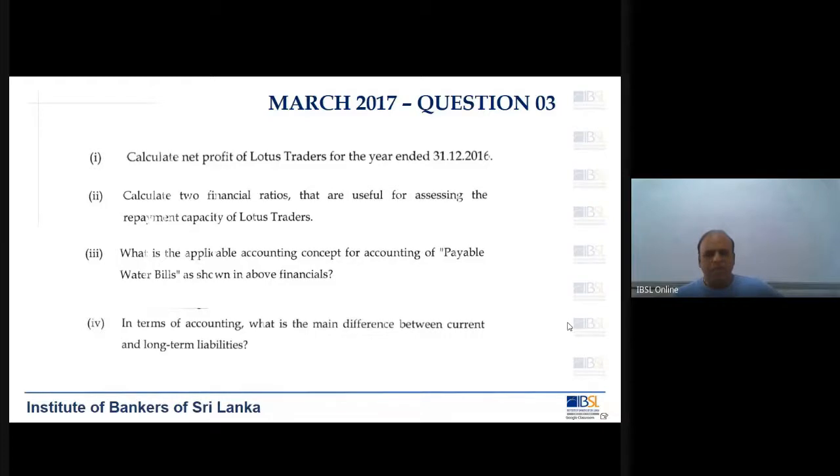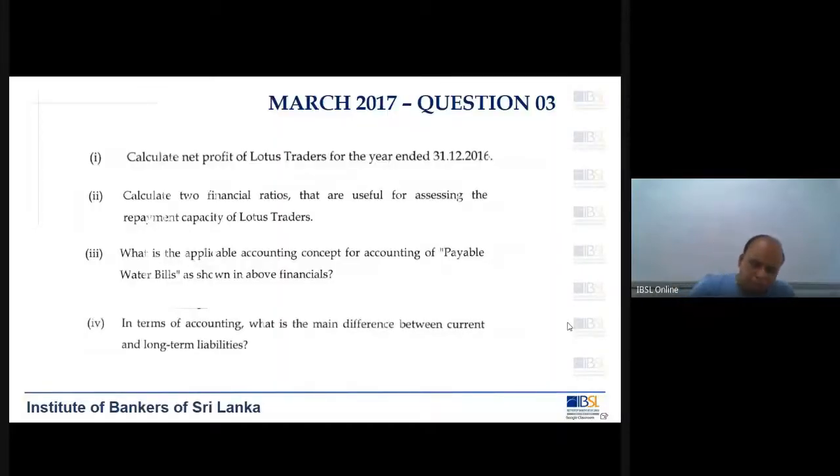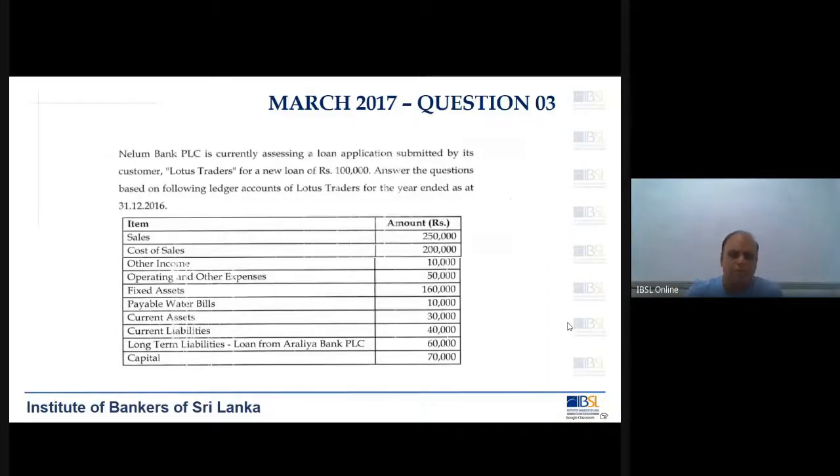Among those, let me look at part 3 first. What does part 3 say? What is the applicable accounting concept for accounting of payable water bills? Payable water bills. So let me go back to the list. And if you see the list of balances, there is one item called payable water bills. So they have 10,000 there. Now, what is this payable water bills?